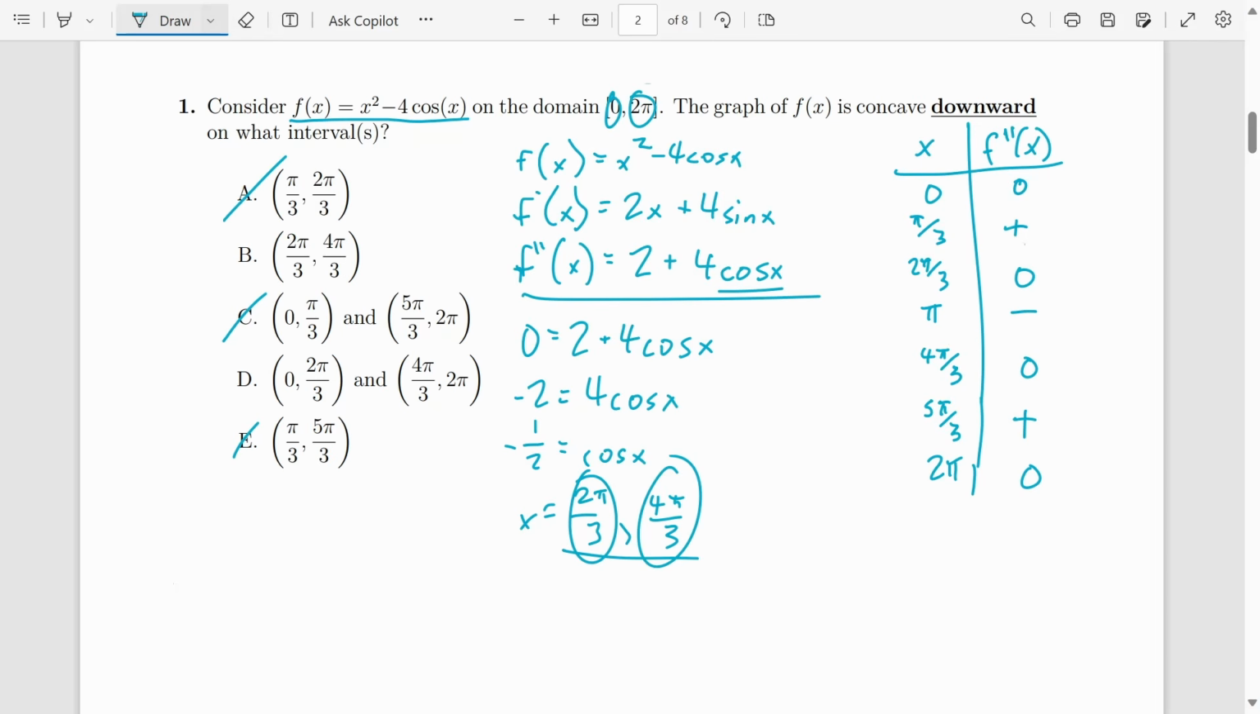So now that we have all of these pluses and minuses and zeros, what do those tell us? Since we're looking for the intervals where f of x is concave downward, we need to find intervals where there is a negative, a minus sign. And it looks like we only have one of those. It's the interval from 2 pi over 3 to 4 pi over 3, in which the concavity is negative. So our answer choice is going to be B.